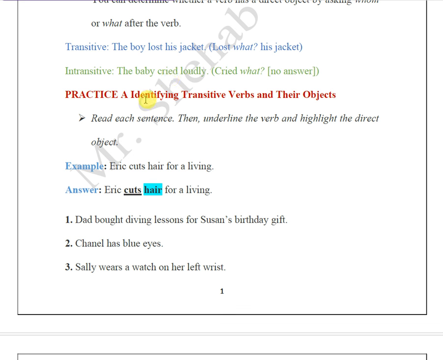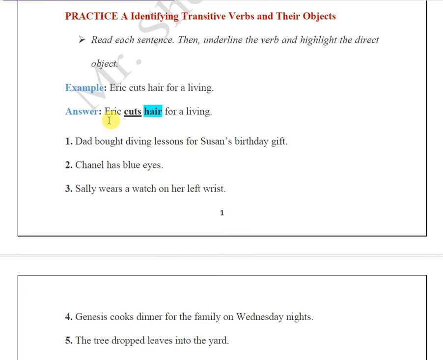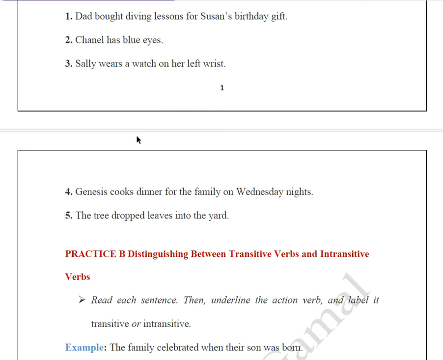In Practice A, identify transitive verbs and their objects. I have a worked example here: Eric cuts hair for a living. If you ask yourself "what?" after cuts, you will get the answer hair. Hair is the direct object of the transitive verb cuts. Let's go ahead with the examples. Dad bought diving lessons for Susanna's birthday gift. Where is the verb here? It's very clear: bought. Bought what? Diving lessons. So diving lessons is the direct object for the transitive verb bought.